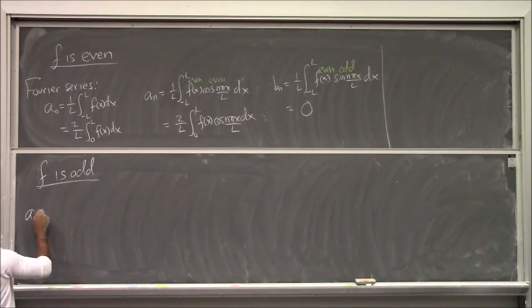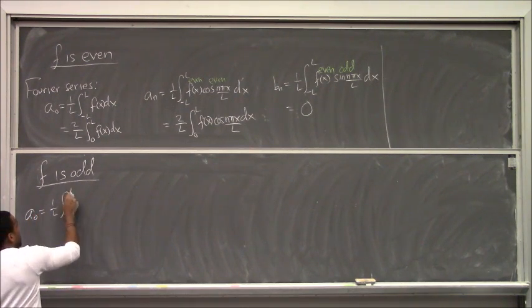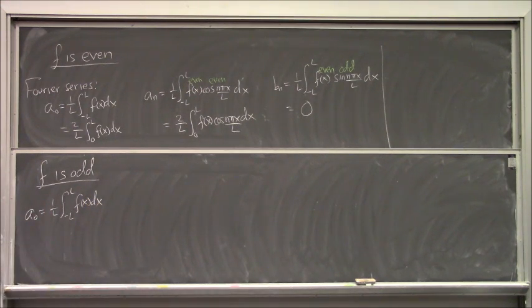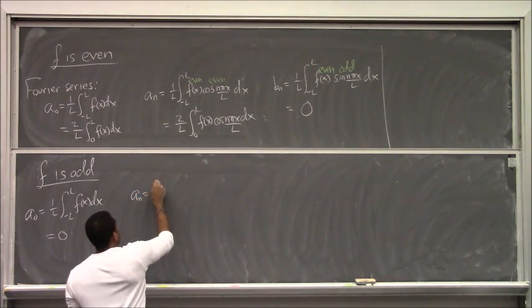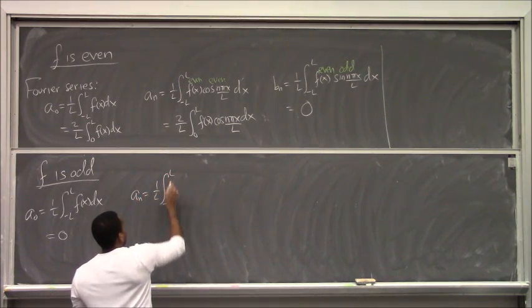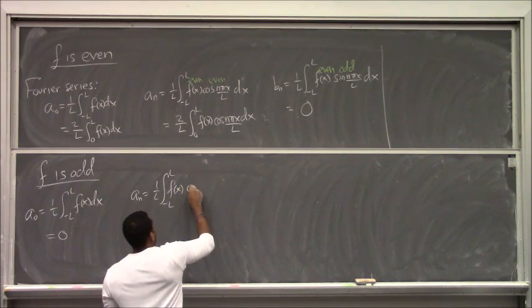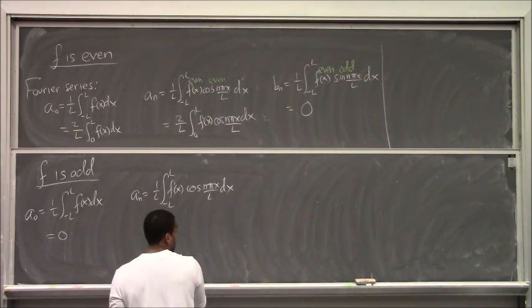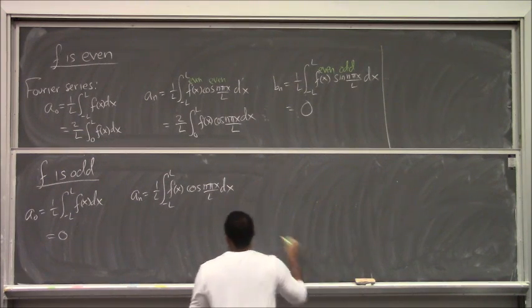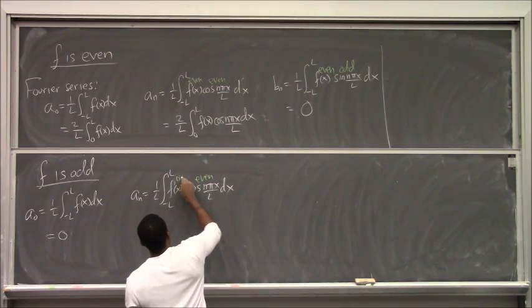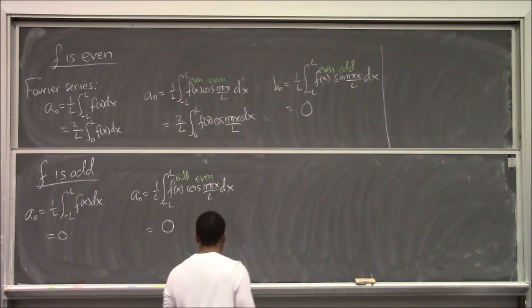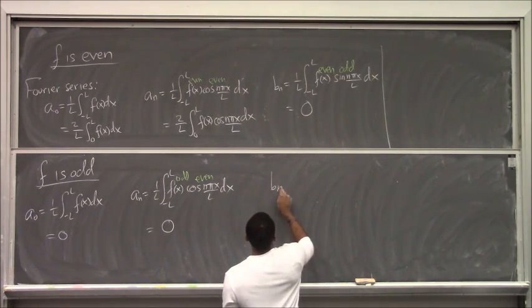Well, my a0 is going to be 1 over L times the integral from minus L to L of f of x dx. Integral from minus L to L of an odd function, well, that's 0. Not going to need to find the a. I do an, that's going to be 1 over L integral from minus L to L of f of x times cosine. Well, the cosine is even, this guy is odd, the product is odd, so that's going to give me 0. And any odd products will give you 0.